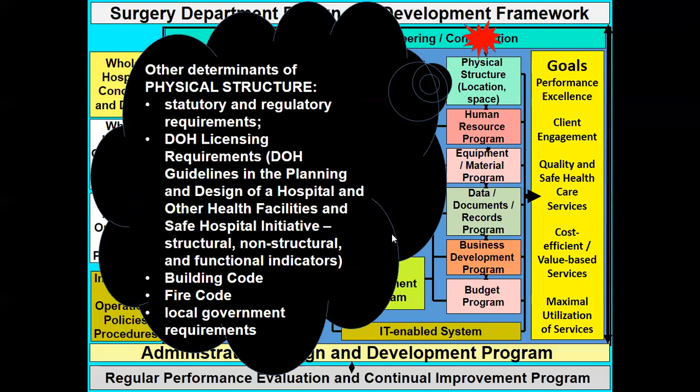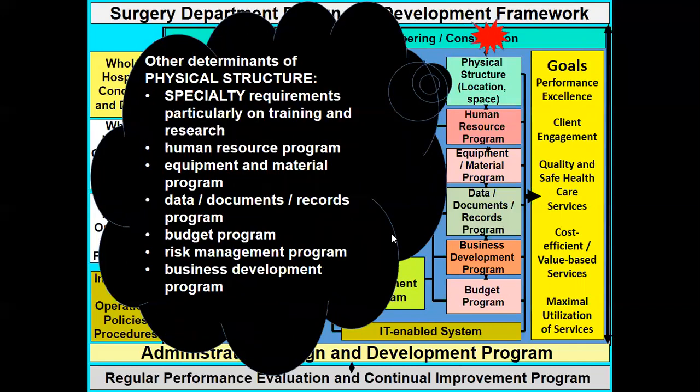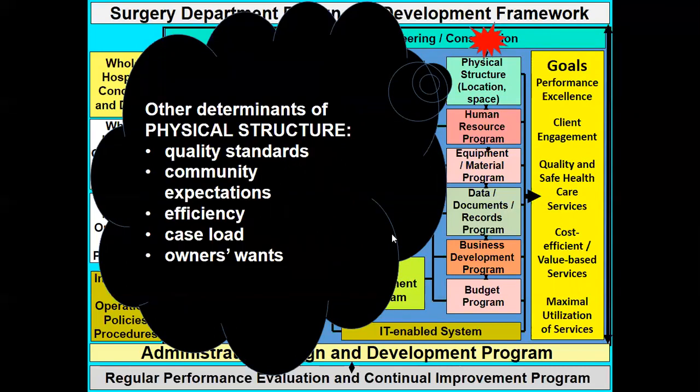The department leaders must also take note of the other requirements and determinants of physical structure: statutory and regulatory requirements, DOH licensing requirements, building code, fire code, local government requirements, specialty requirements, particularly on training and research, human resource program, equipment and material program, data documents and records program, budget program, risk management program, business development program, quality standards, community expectations, efficiency, caseload, and owner's wants.